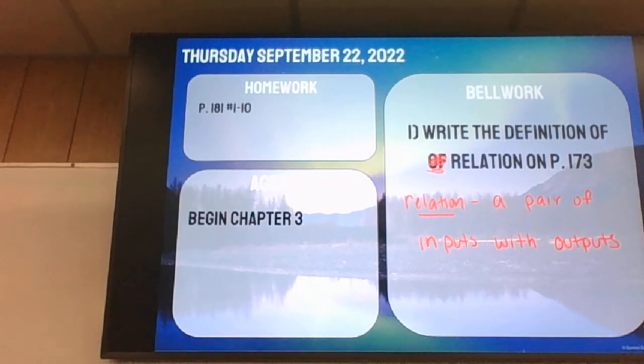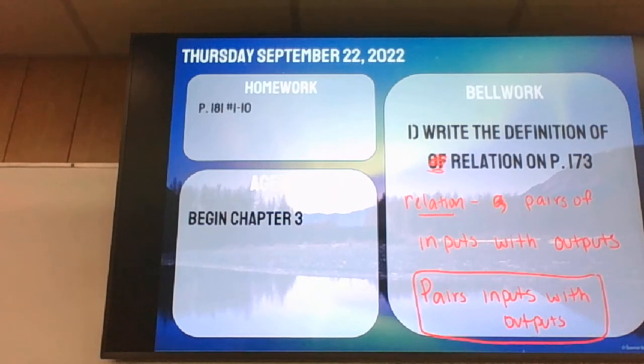Okay. Inputs and outputs. What did it say? No, it says "pairs inputs and outputs." The way y'all put it is "pairs." It makes no sense. It's "pairs inputs with outputs." No, the way you said it: "pairs, inputs, and outputs." I like it. All right.